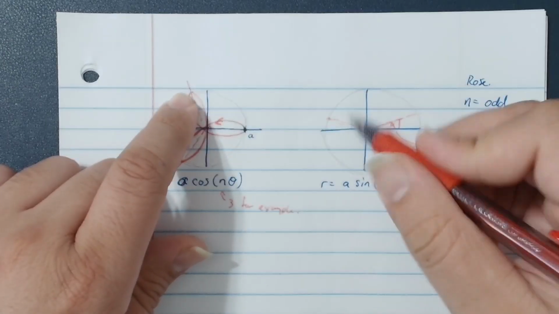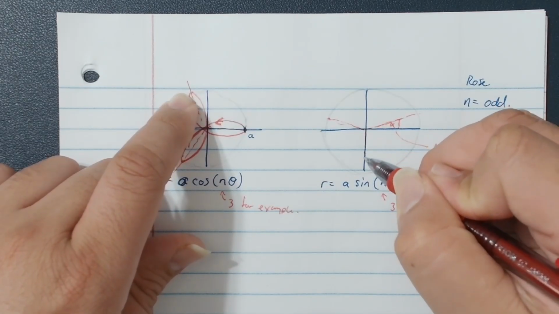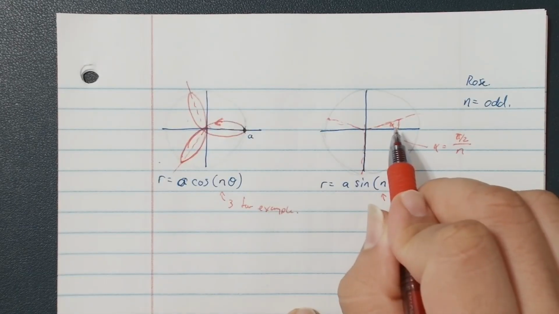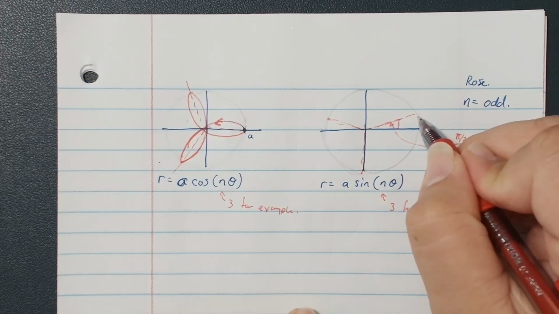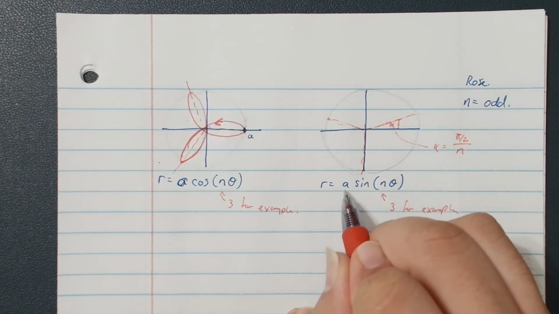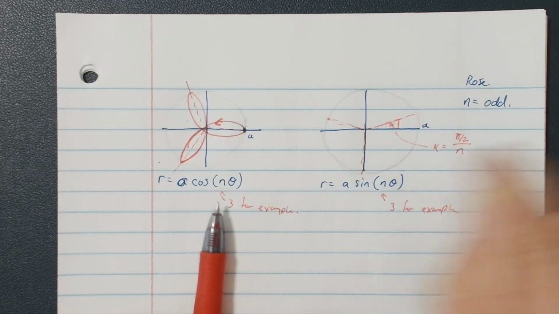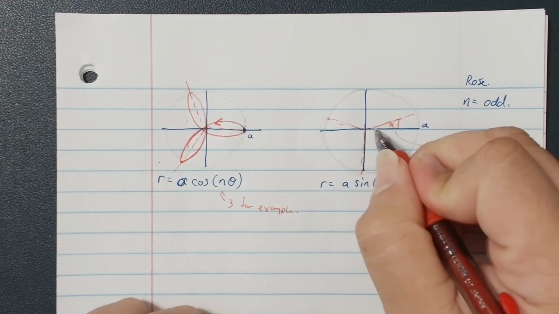Adding another 120 will get me to 270. And there we go. So those will be my 3 petals. And again, the petals are going to be all the same length, and the length will be given by A. That's the radius of this outer circle.